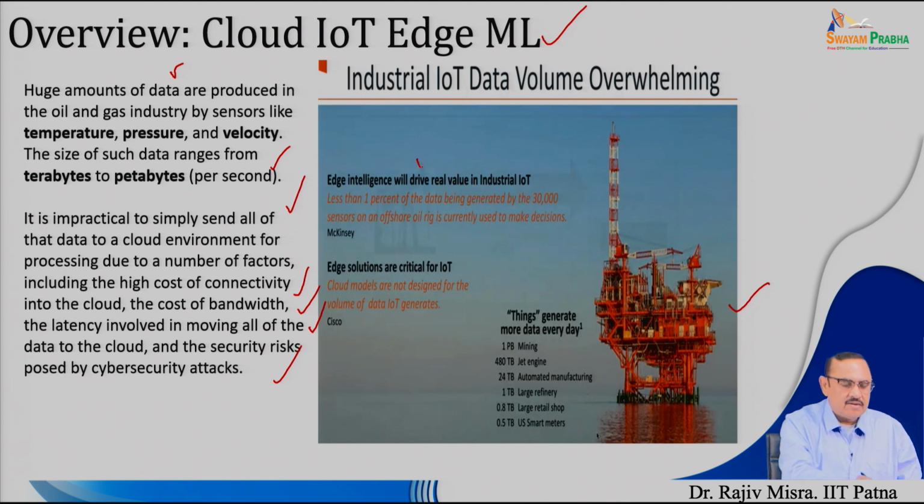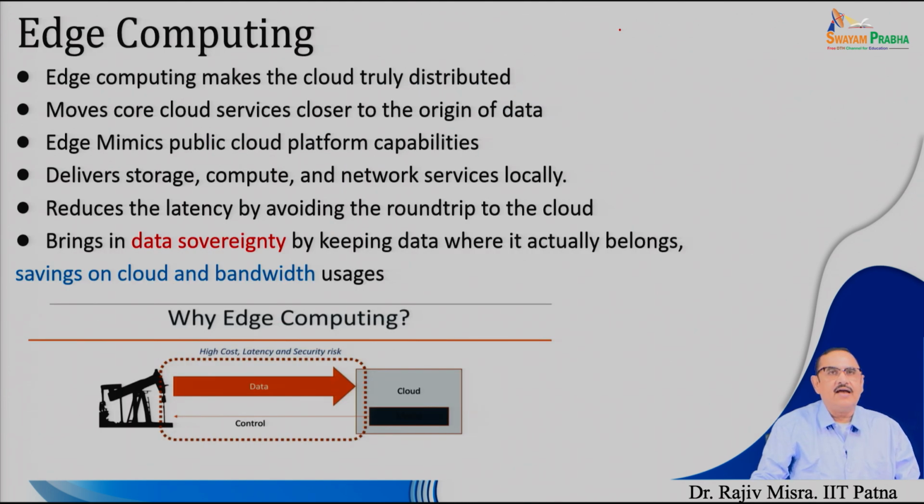So, therefore, the alternative is to have this intelligence performed at the edge, and this will avoid sending the data to the cloud. In this case, less than 1% of the data being generated needs to be sent to the cloud. So, this becomes a very important application, which is called edge computing. So, let us see edge computing. What is edge computing?